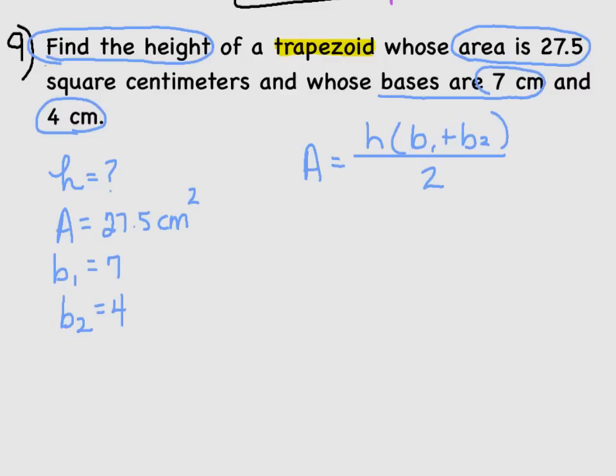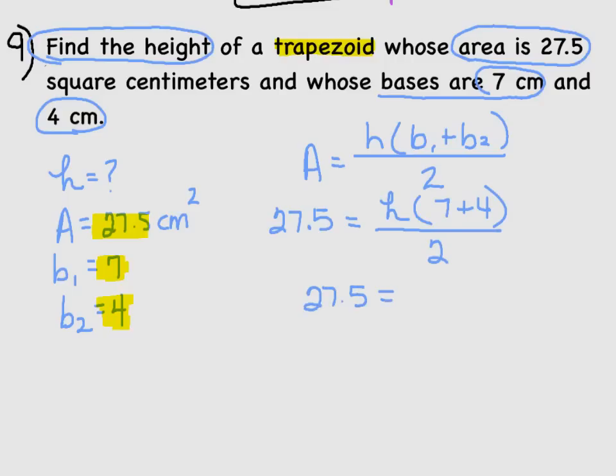Let's go ahead and substitute into our formula and solve for h. A is given, A is 27.5, so I'm going to substitute 27.5 for A. H is my unknown, so I'll keep it as an H. But B1 is 7 and B2 is 4, so I can substitute those, over 2.